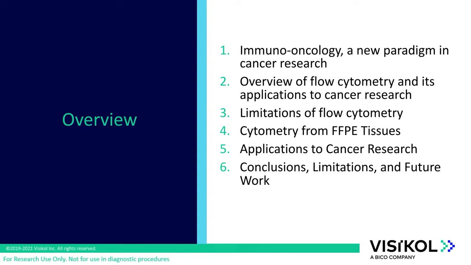We'll touch base with a brief overview of flow cytometry and its applications to cancer research. We'll talk about some of the limitations of flow cytometry when applied to clinical specimens, especially archived specimens. We'll dive into some applications of our FFPE technique for doing cytometry on tissue sections, and conclude with an overview of some of the limitations and the future directions we're going with these techniques.